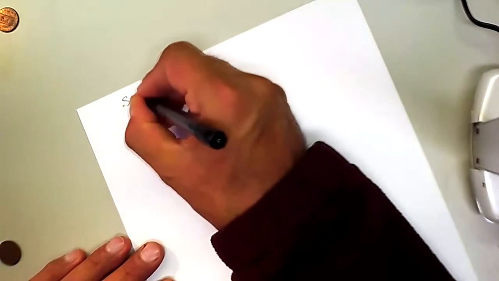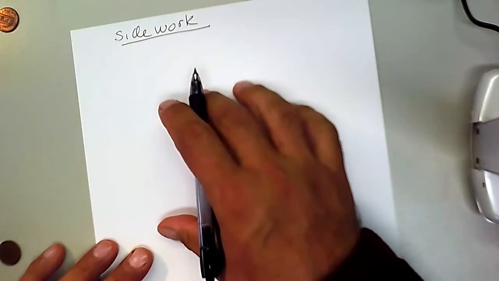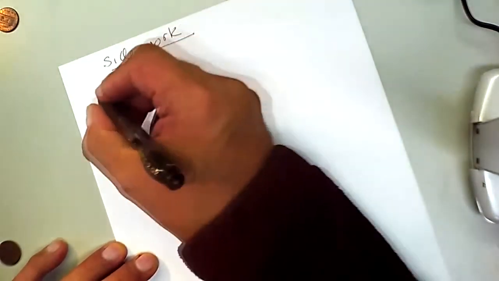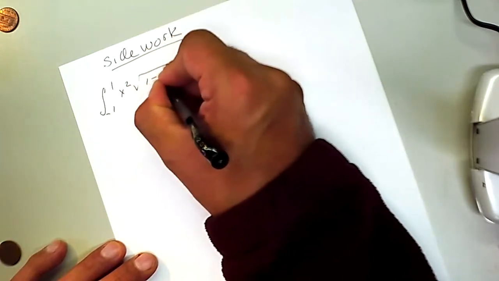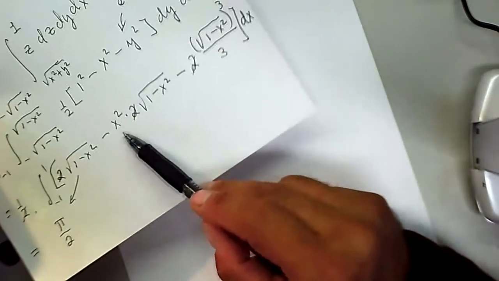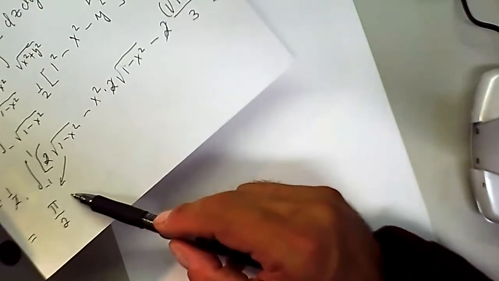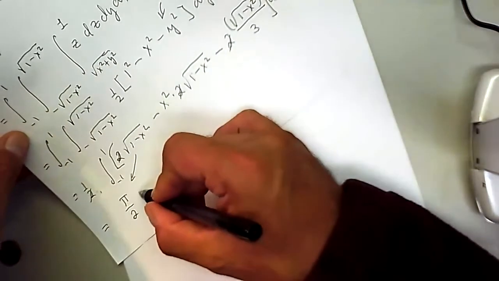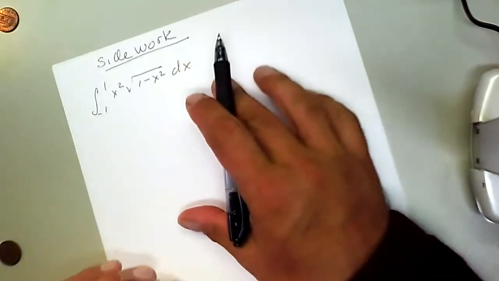So we're going to do some side work, which you should show as you turn in work. And we're going to integrate from -1 to 1 x squared square root of 1 minus x squared dx. So we're just going to take the integral of this part, figure it out on the side before we continue. We're going to subtract that quantity, whatever it is. So we're going to do that on the side.